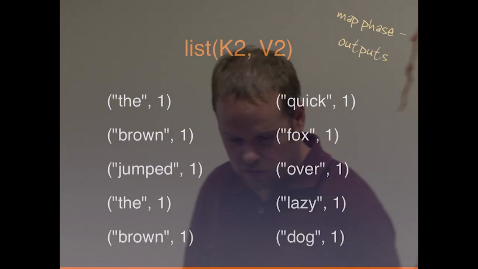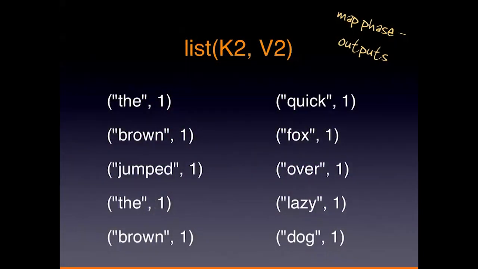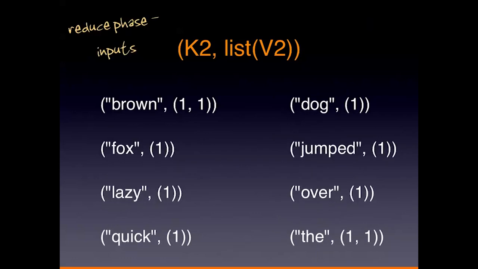So what it's going to do is take these. For example, look at brown. We have brown 1 and brown 1. We have the 1 and the 1. We have 2 of those. So what ends up happening in the reduce phase is it sees something like this. It groups the keys together. So you see brown, that key, now has a list of 1s, as well as the has a list of 1s. Everything else just has 1s.